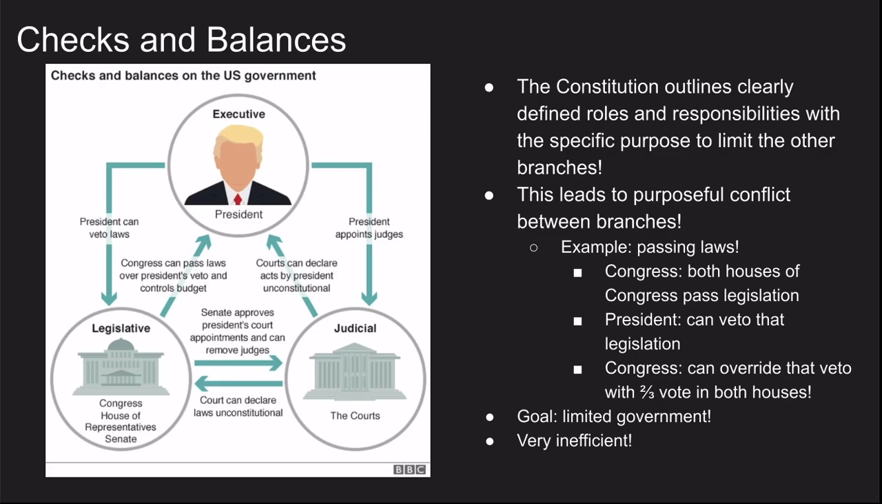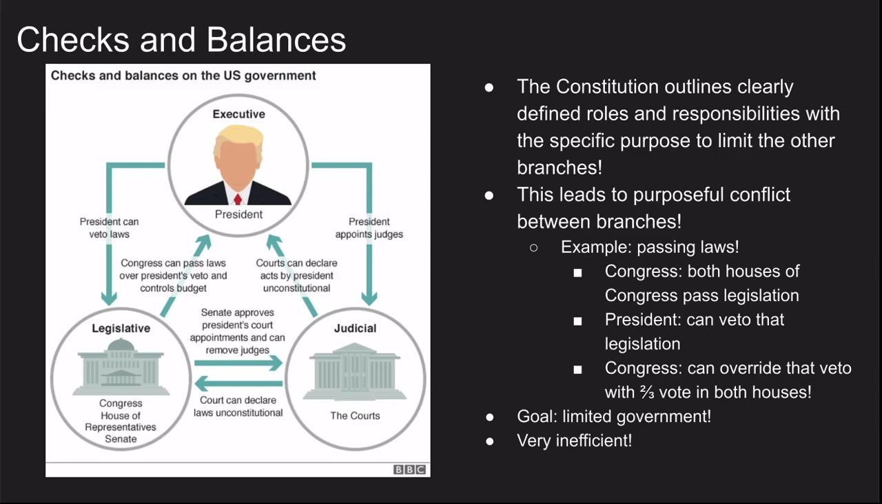However, if it has enough people in the House and the Senate, Congress can override that veto with a two-thirds vote in both houses. That in itself allows the executive to check the legislative branch, but it also allows the legislative branch to continue to check the president. The goal is to limit the government. We want the president to limit Congress. We want Congress to limit the president. And we also want the judicial branch to limit both of the other branches as well.